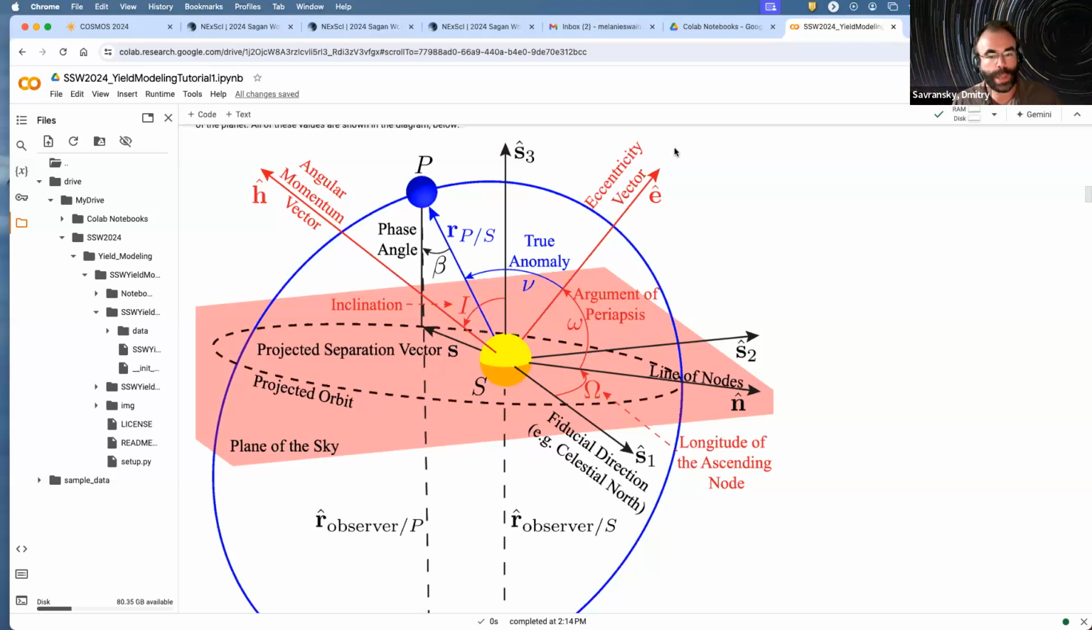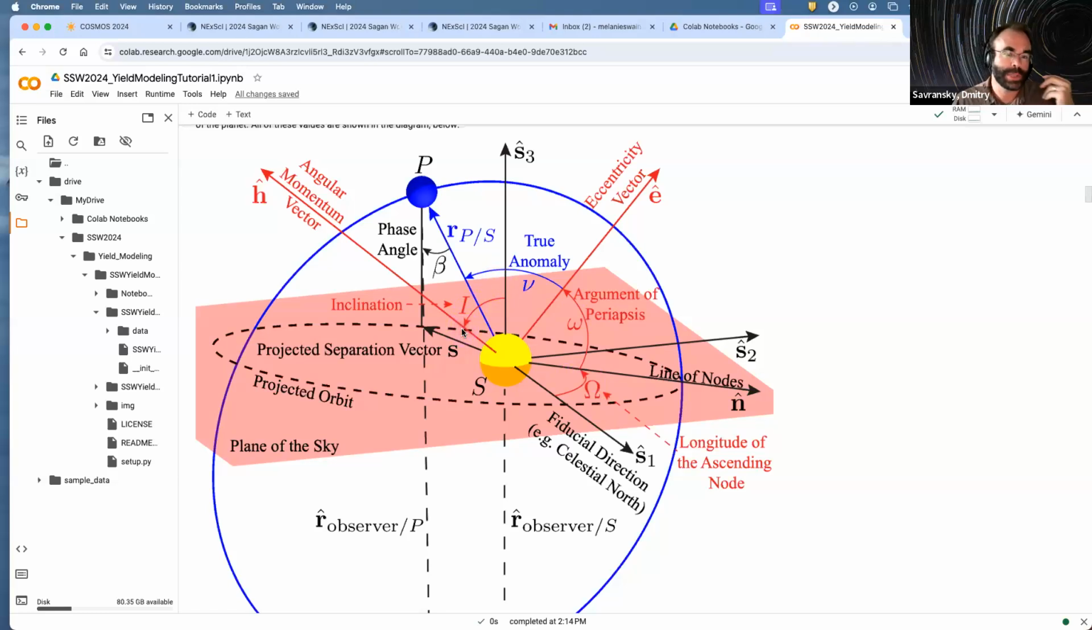The names of the three angles are the longitude of the ascending node, that's the capital omega. The second angle is called the inclination, that's letter I. And the third angle is called the argument of periapsis. So capital omega, capital I, and lowercase omega are the three angles that you need in order to fully orient your orbit in three-dimensional space. So we're now up to 5 parameters.